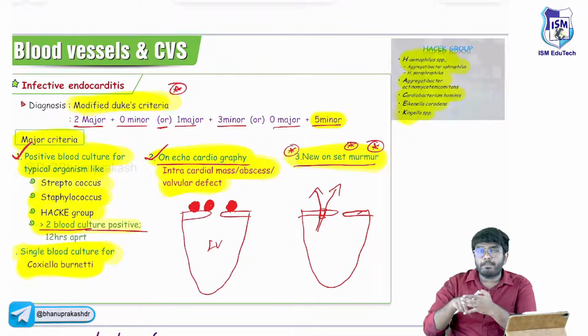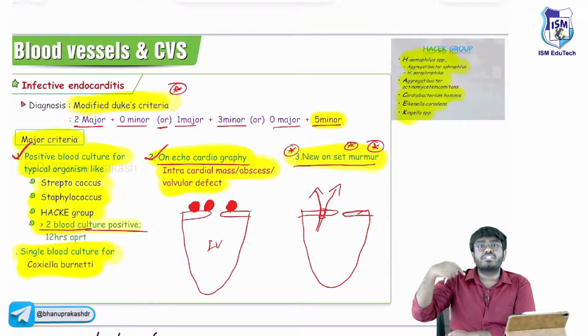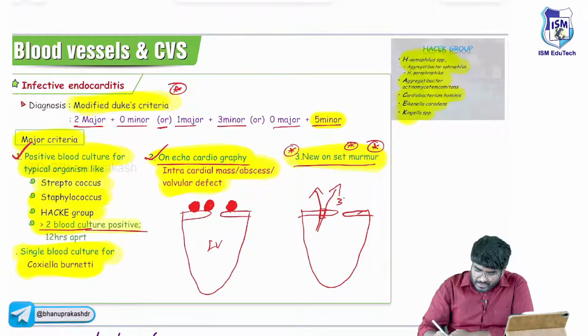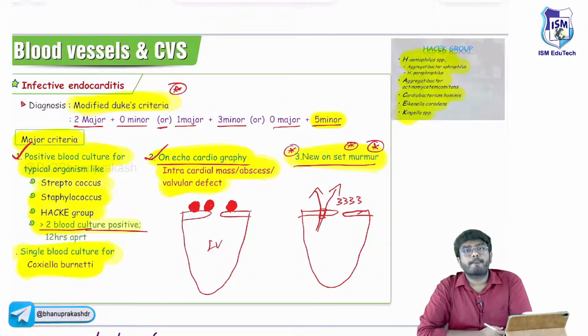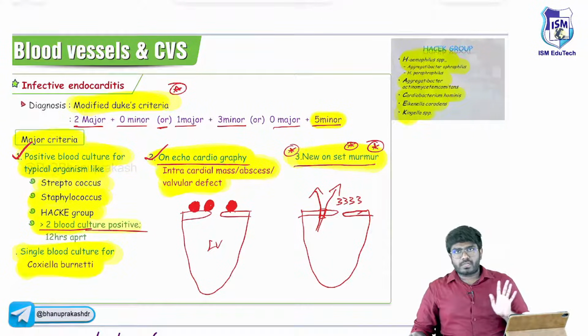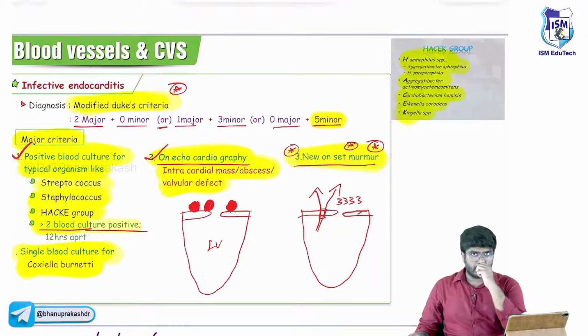The valve is going to be completely destroyed, so that there is regurgitation of the blood. This regurgitation of the blood is causing the murmur sound. So, new onset murmur is because of the valvular damage, leaflets damage. These are the 3 major criteria which you need to know for your infective endocarditis.